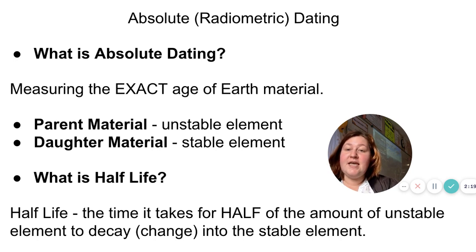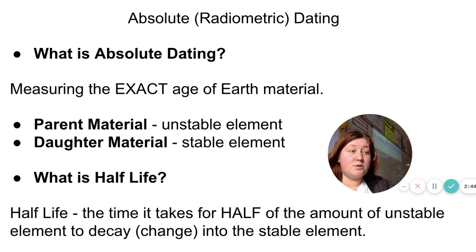So absolute dating is measuring the exact age of Earth material. Now, this Earth material could be rocks, it could also be fossils, but really you're finding out an exact age. Obviously, this is an estimate. We can't ever get things 100% right. We can get really, really close to it, but this is our best estimate of getting an exact age.